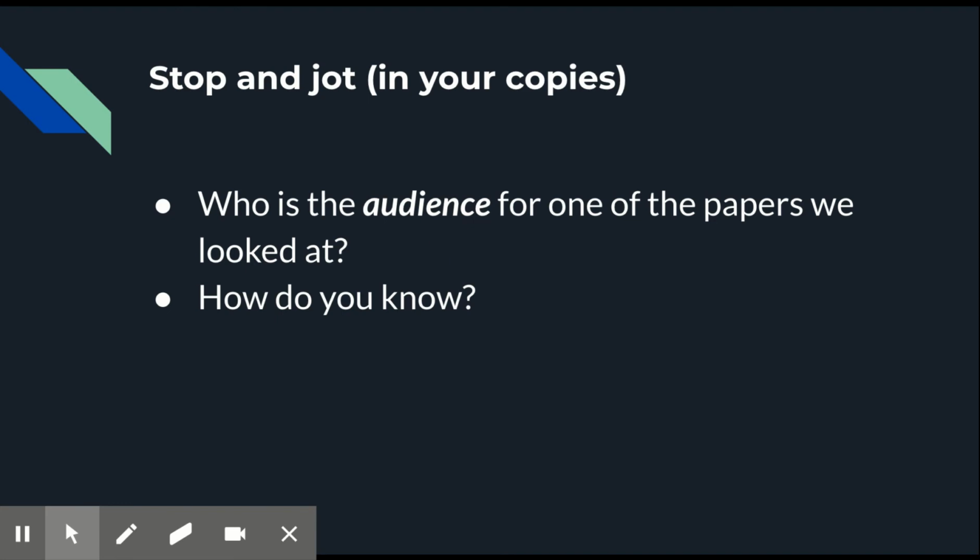So just really quickly stop and jot in your copies. Think about one of the papers that you saw in those two slides and just think, who do you think it's aimed at? What kind of person would pick up that paper? Try to be as specific as you can, right? You don't have to give your person a name or anything like that, but what kind of job might they have? What sort of interests do they have? What kind of background do they come from? And how do you know just based off of what you're seeing in the paper?